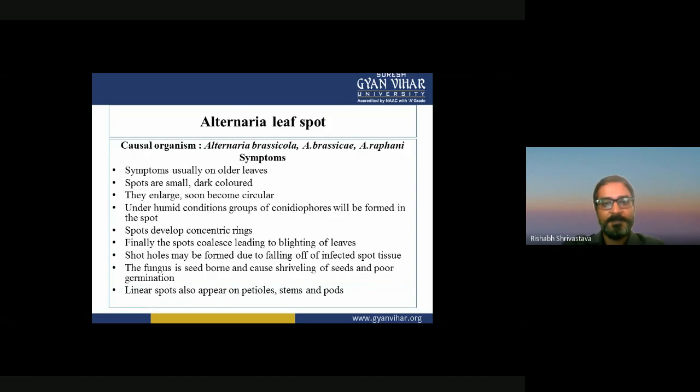Alternaria leaf spot, causal organism: Alternaria brassicola, Alternaria brassicae, Alternaria raphani. Symptoms: symptoms usually are on older leaves. Spots are small, dark colored. They enlarge and soon become circular. Under humid conditions, groups of conidiophores will be formed in the spot. Spots develop concentric rings.